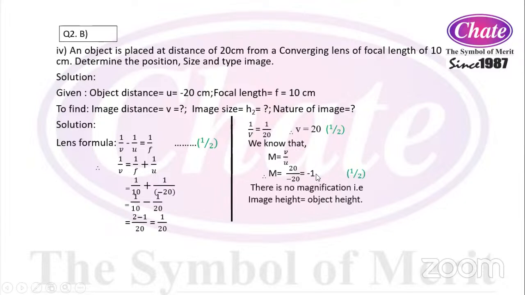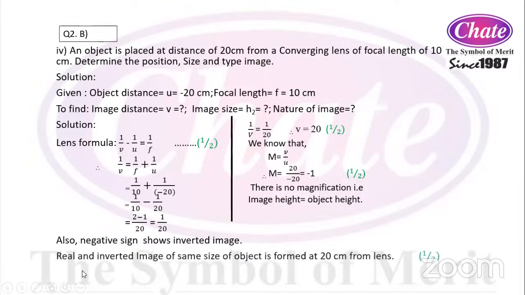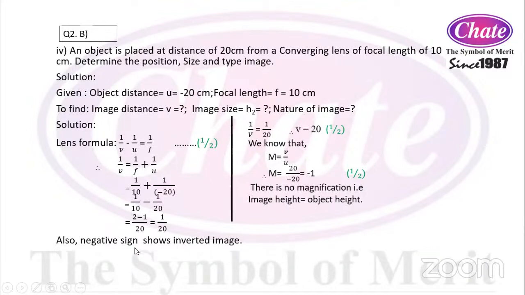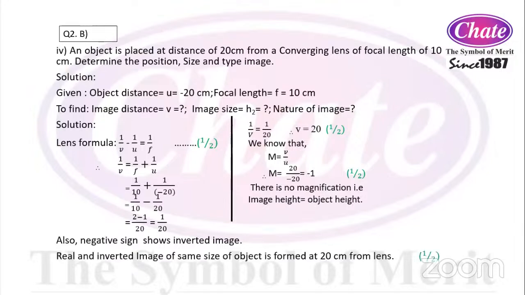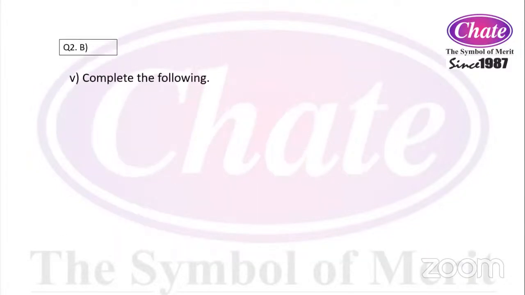So here -1 has two significances. That means there is no magnification. That means the image distance is equal to the object distance, and that is the real image we are going to get. But that image is inverted because it has the negative sign. So negative sign shows the inverted image. Real and inverted image we will get on the opposite side of the object. Okay, so it will be away from the lens by 20 centimeter.